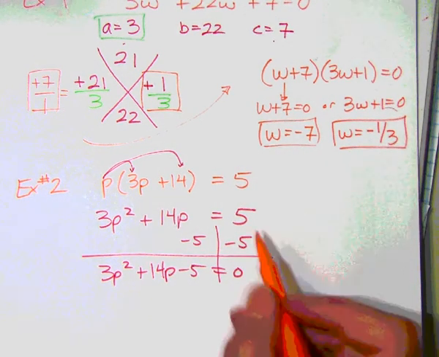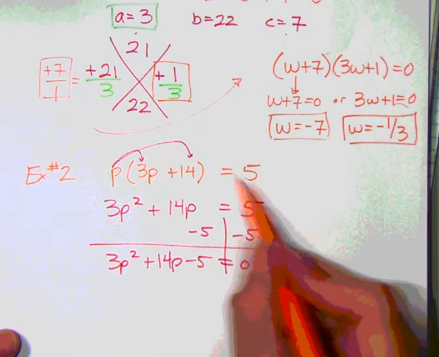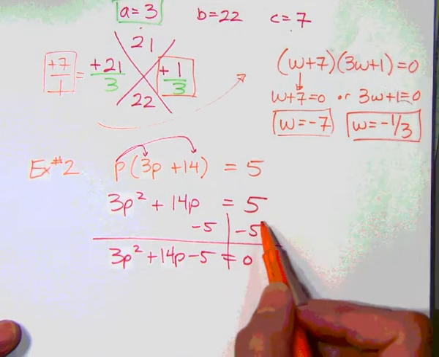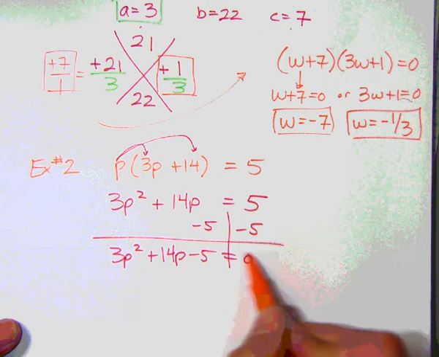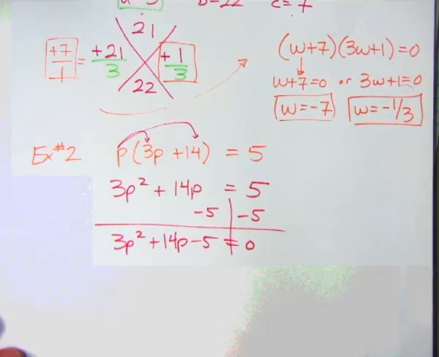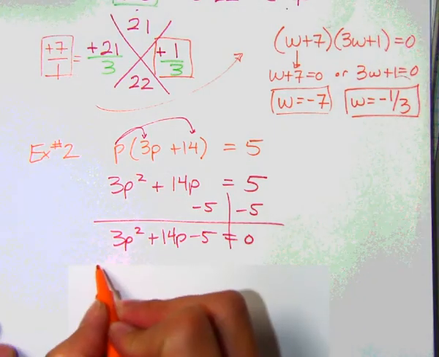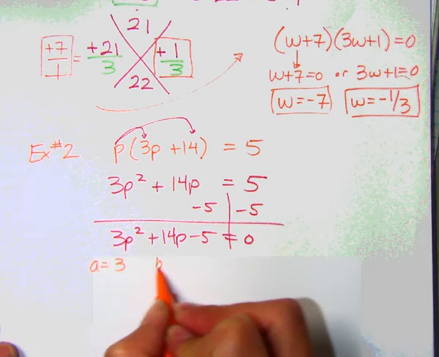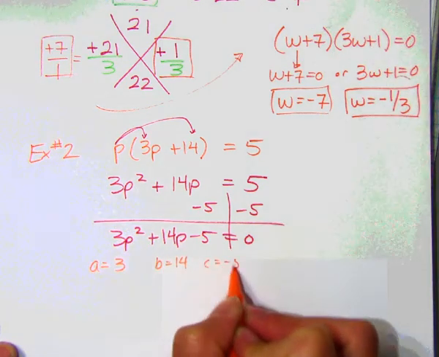So if you caught what I was doing there, I went ahead and moved this 5 over to the other side by subtracting, the inverse operation. I know how to solve it when it's equal to 0, but not when it's equal to something else. So I set that up. Now I'm going to do my A, B, C. My A is 3, my B is 14, and my C is negative 5.